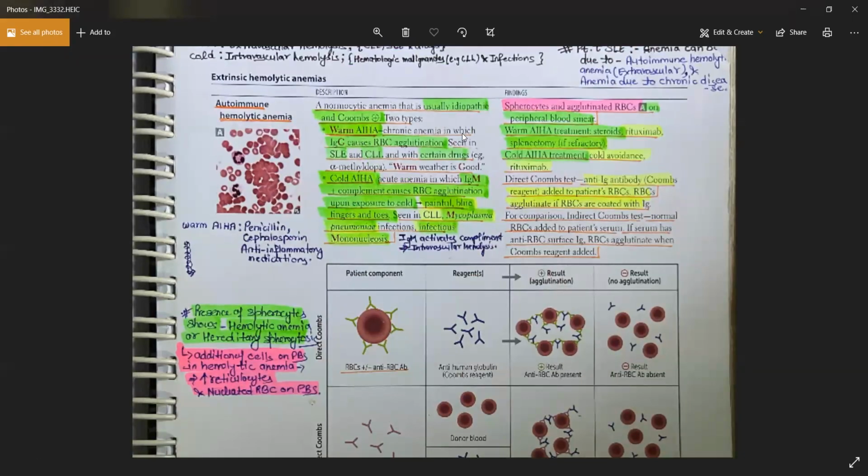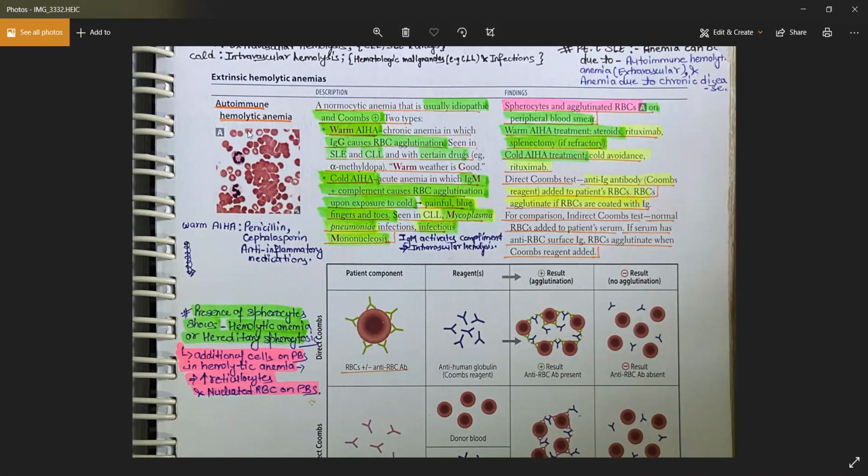Now comes the extrinsic hemolytic anemias, in which the RBCs are absolutely normal. It's just some external factors causing the hemolysis of the RBCs. The first one is autoimmune hemolytic anemia, in which you have a formation of antibodies against the RBCs, and as a result, they cause hemolysis. Most commonly, these are the idiopathic type, which means they do not have any cause. Sometimes they could be secondary to some causes also.